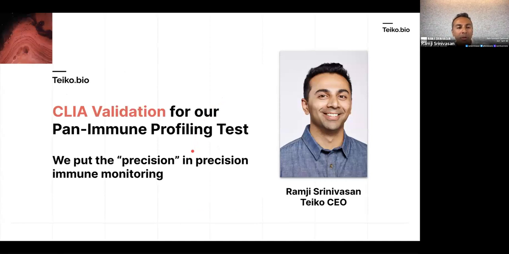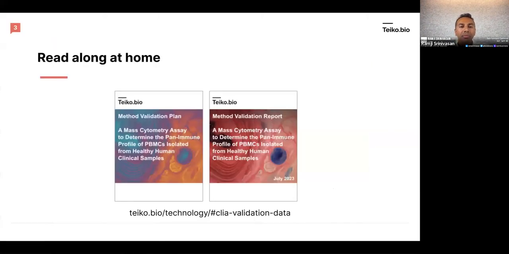I'm going to present to you our team's data on our CLIA validation for our pan-immune profiling test. So we'd like to say we put the precision in precision immune monitoring. And again, you can read along at home. We've written a method validation plan and a method validation report that's available online about our pan-immune profiling test.